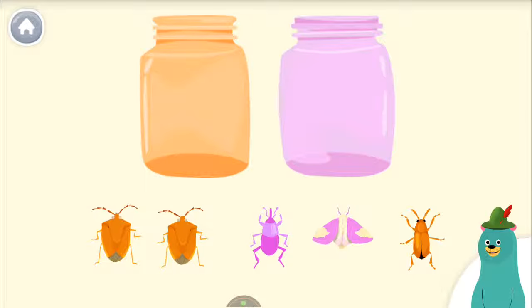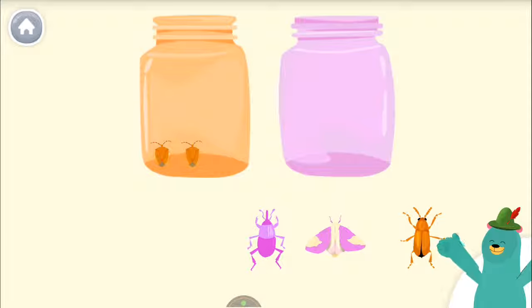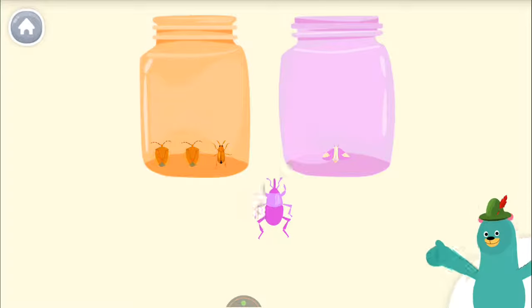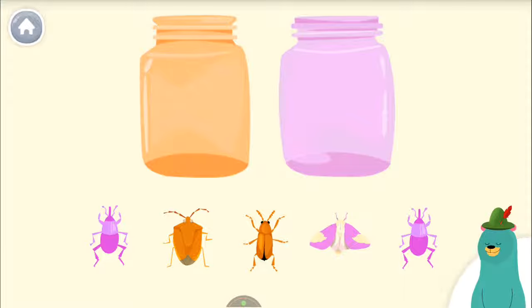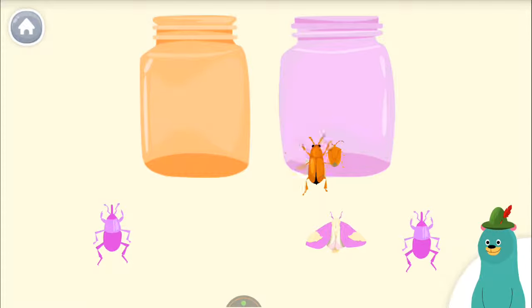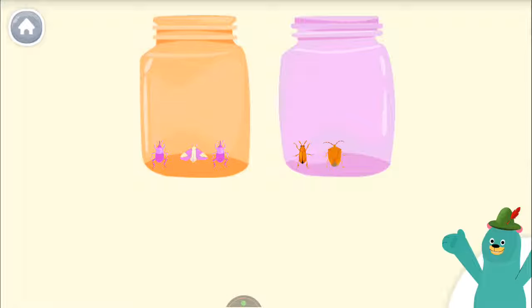Put the orange bugs into the orange jar. Put the purple bugs into the purple jar. Excellent! Are you ready for a tricky one now? Put the orange bugs into the purple jar. Put the purple bugs into the orange jar. Playing with bugs is fun!